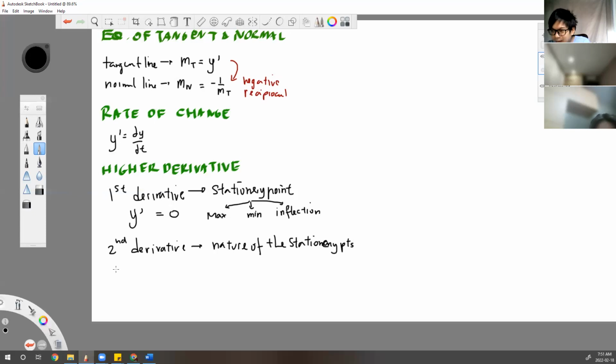So when the second derivative is less than 0, or negative, it is a maximum point. When the second derivative is equal to 0, it is an inflection point. And lastly, if the second derivative is more than 0, it is a minimum point. Okay, that's the rule, which is what we already discussed previously.